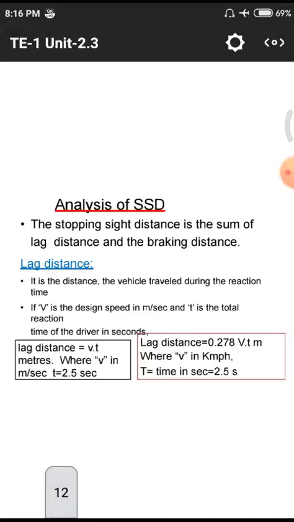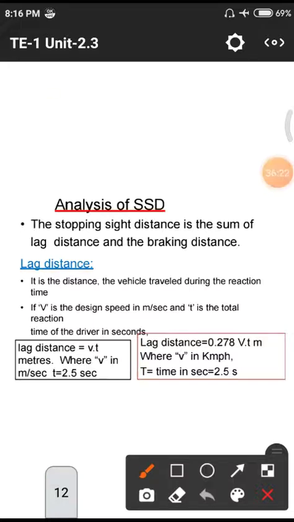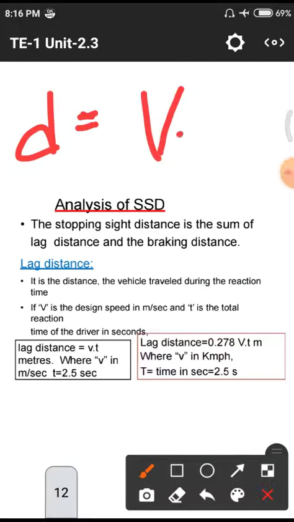Lag distance equals velocity into time. Velocity is in meters per second and time is in seconds, so the seconds cancel and we get distance in meters. Likewise, lag distance equals v into t.